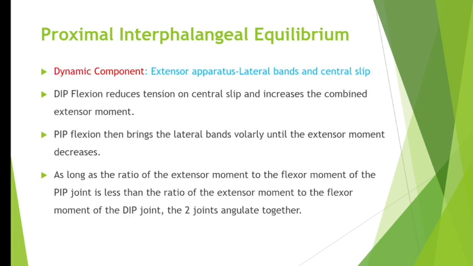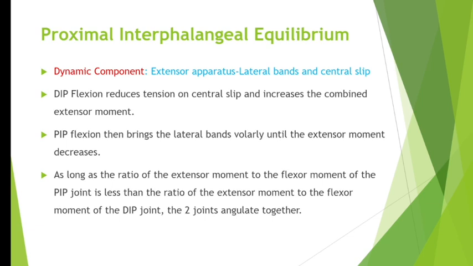Whereas the dynamic component of the PIP equilibrium is by the extensor apparatus, which consists of the lateral bands and the central slip. Now, if you try to flex the DIP joint, the lateral bands go more dorsally and the moment arm of the extensor side increases. When this happens, the lateral bands move distally and the tension in the central slip reduces.